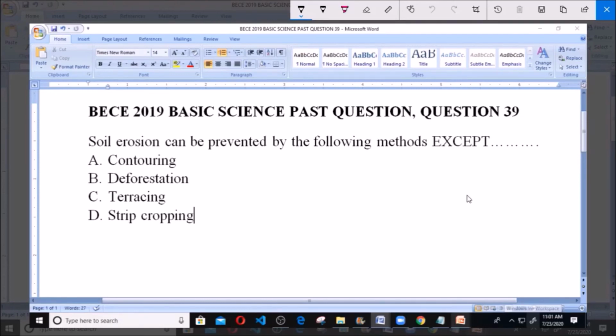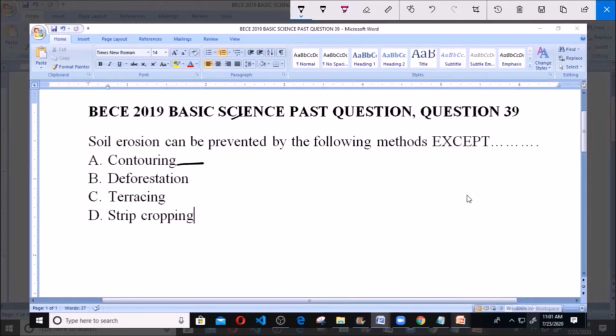BECE 2019 Basic Science Past Question, question 39. Soil erosion can be prevented by the following methods except A. Contouring, B. Deforestation, C. Terracing, and D. Strip cropping. So we have to pick an option which is not a way of preventing soil erosion.